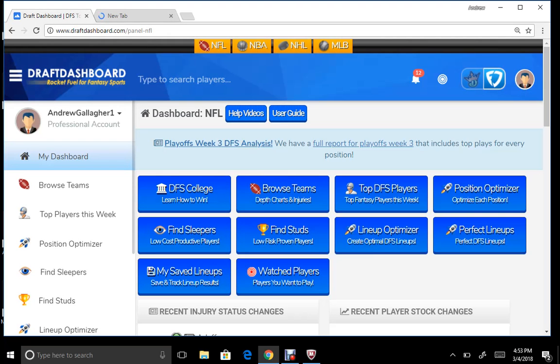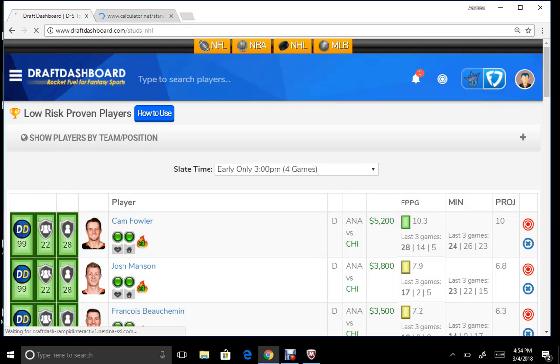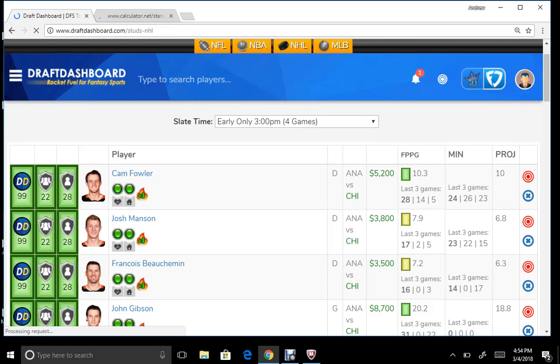So first, starting with the draft dashboard, what you want to get to, of course, is the NHL slate of the day or night, as this will have all that information. There are a lot of different tools you can look into, such as a position optimizer to optimize each position if you want to do that. But what I like to do is get to the low risk proven players, that is the fancy studs. This will eliminate the options, leaving the players that are most desired on my particular slate.